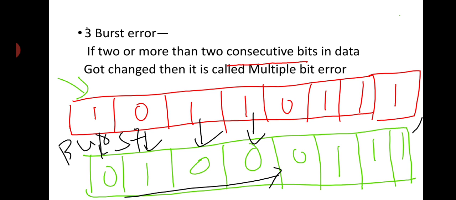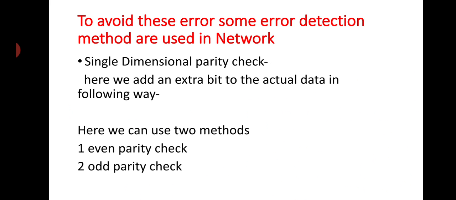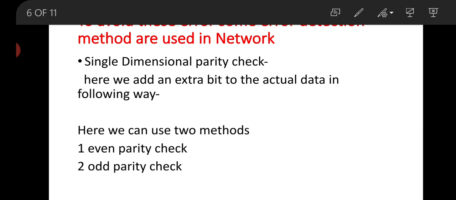So see the next point. The next point is to avoid these errors. Some error detection or error checking methods are used in the network. Now, to overcome this error, we have to use some error detection or error checking method. The first one is single dimensional parity check.